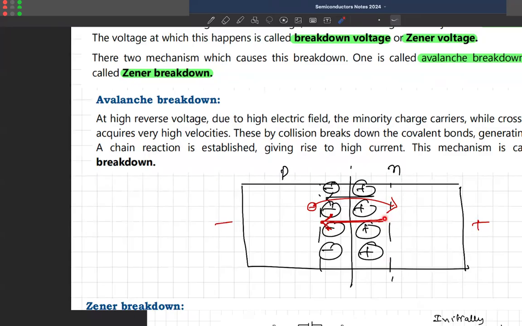A hole in this region is drifted towards the P side. An electron is drifted towards the N side because of this strong electric field. Yes, you can question me.